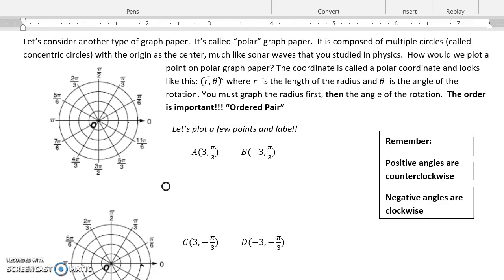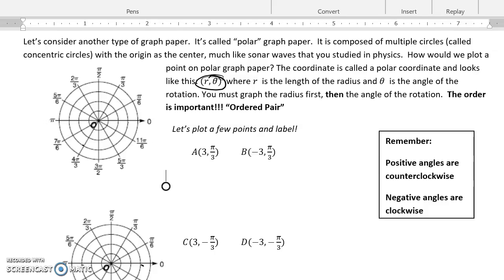This is called polar graph paper. It's composed of multiple circles called concentric circles. We learned that word in geometry. The origin is the center of the concentric circles, and to us it's called the pole. You'll notice these circles are very much like sonar waves that you studied in physics. How would we plot a point like this?